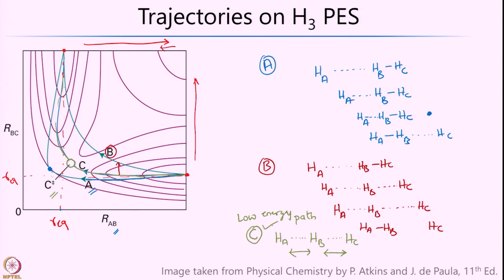So this point, the C dagger, is what is also called a saddle point or a transition state, and the geometries in and around that are what are called activated complexes. If a reaction is taking place along this particular trajectory or path, then there is more likelihood of the reaction falling into the products rather than when it goes along A and B. Okay. So I hope this has given you at least some idea on how to look at the trajectories on a potential energy surface, taking H3 as an example.